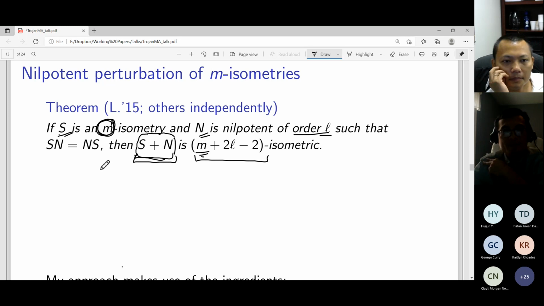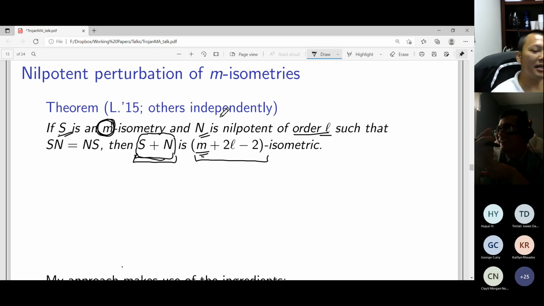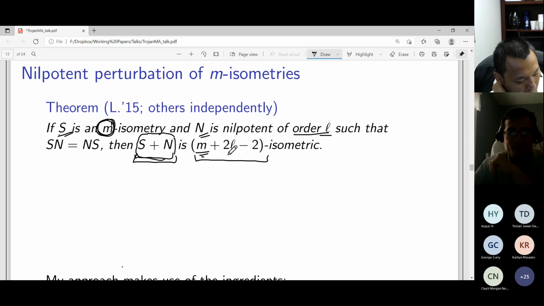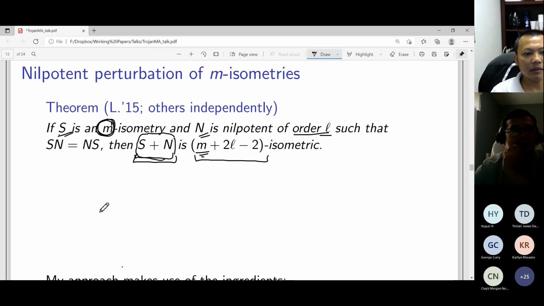We know for sure that there are examples where, if S and N do not commute, then the sum will be very wild. We have no idea, there's no control on the sum. So we do need commutativity to get some result like this. But under the weaker condition, like S commutes with n squared, I'm not quite sure.